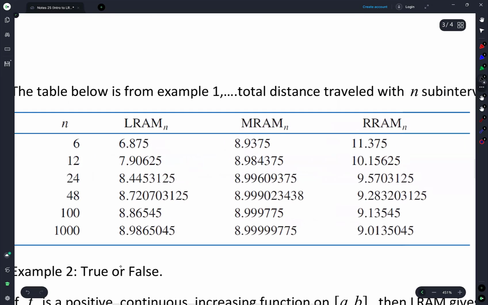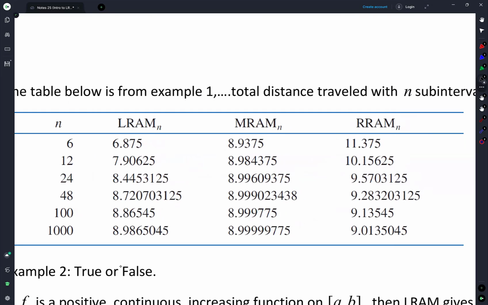So check it out. With 6 rectangles, it's the same problem that we just did. Did we get 6.875 for LRAM? Did we get 11.375 for RRAM? Did we get 8.9375 for middle? Look with 12: 7.9, 8.9, 10.1.